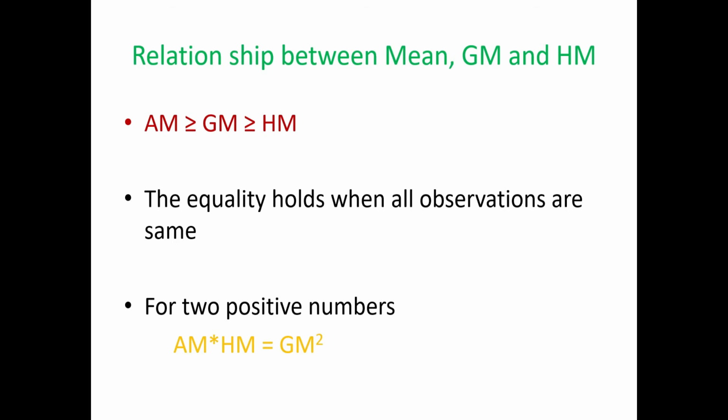The relationship between arithmetic mean, geometric mean and harmonic mean: arithmetic mean is greater than geometric mean, which is greater than harmonic mean. And if all the observations are the same, then all are equal. And for two positive numbers, arithmetic mean multiplied by harmonic mean is equal to the square of the geometric mean.